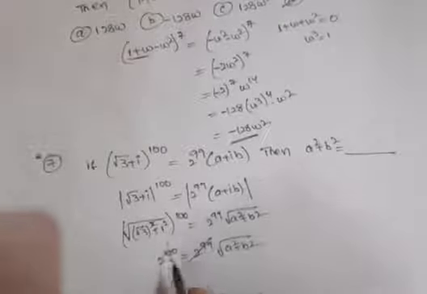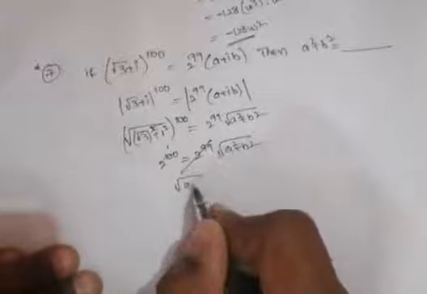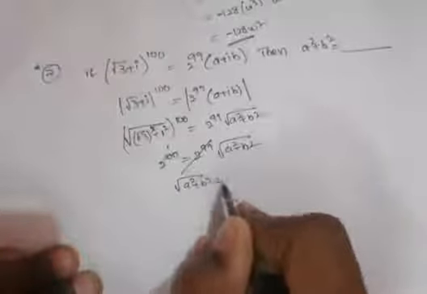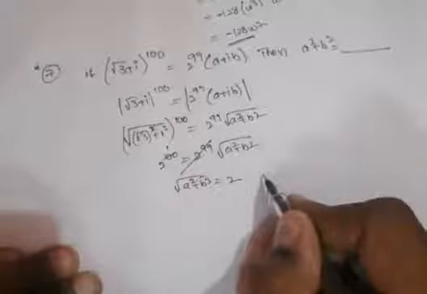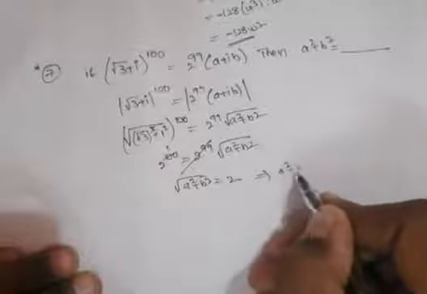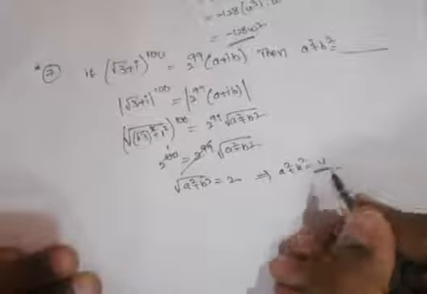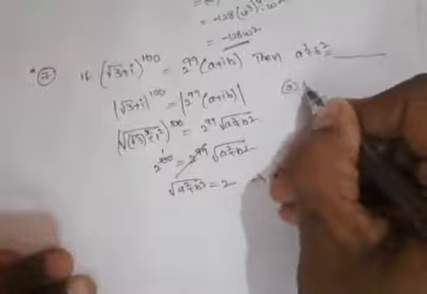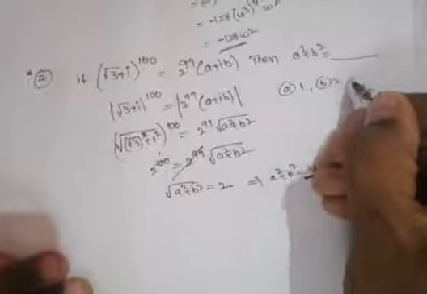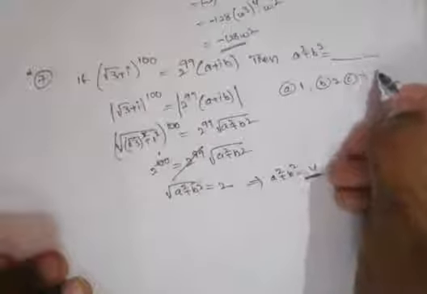If 99 cancels, here 1 remains. So under root of a square plus b square is equal to 2. That is nothing but a square plus b square is equal to 4. So here options A 1, B 2, C 3, D 4. Your answer is 4.